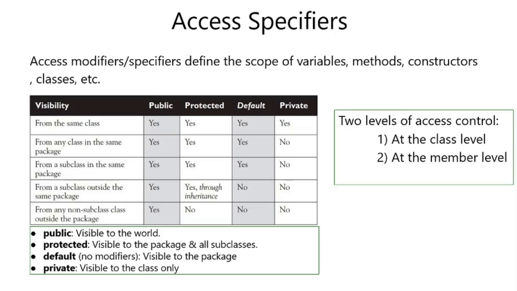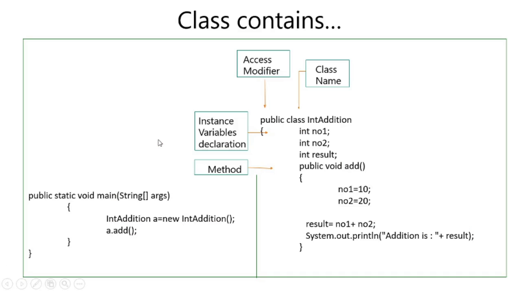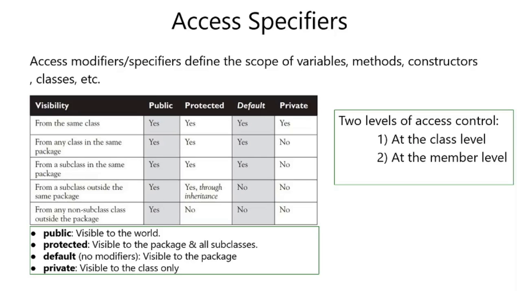The next part is access specifiers. Now here we are using access specifiers or access modifiers. See here, public is the access modifier, so we can call it an access specifier. So there are different types of access specifiers. What are those? Those are given here. There are four types of access specifiers. Actually there are only three, and default means no modifier.